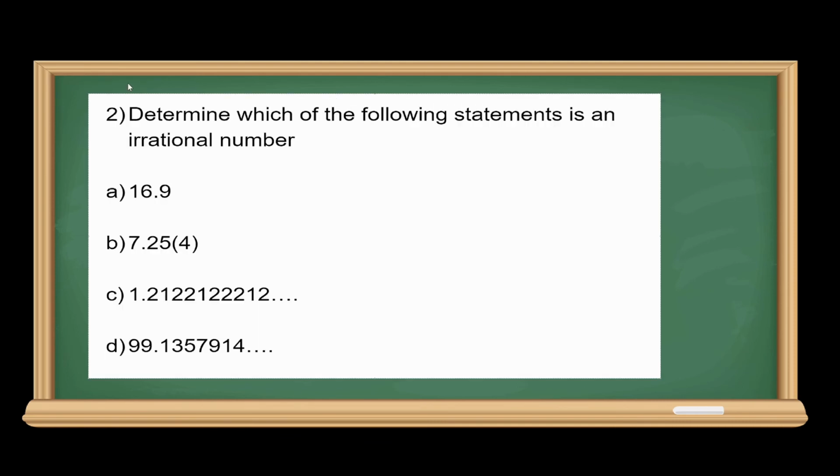Now let's do another problem. In this problem we need to determine whether the given number is a rational number or irrational. The first number which we have is 16.9. So 16.9 can be written as 16.900000 and so on. If you notice, there's a periodic trend in this number, and the zeros are repeating. So this is a rational number.